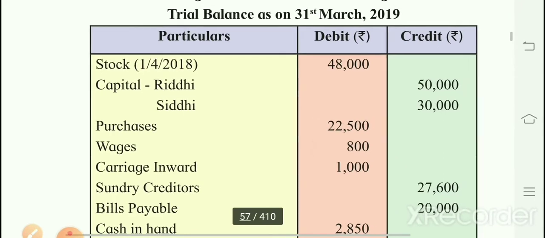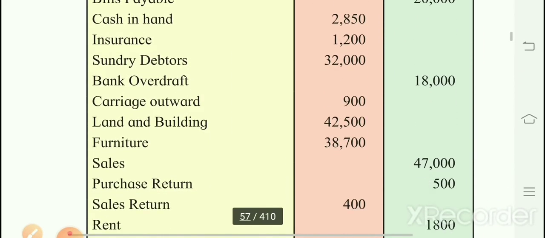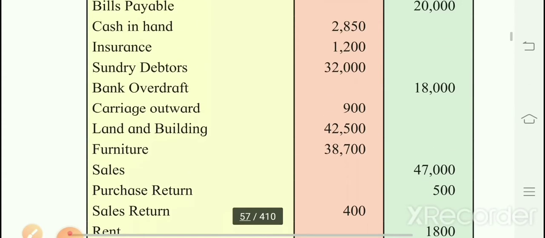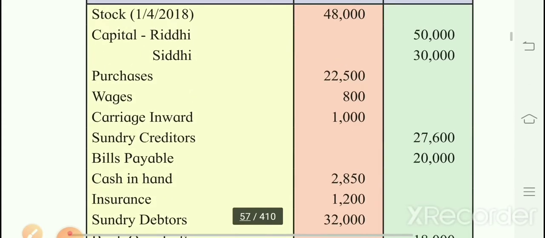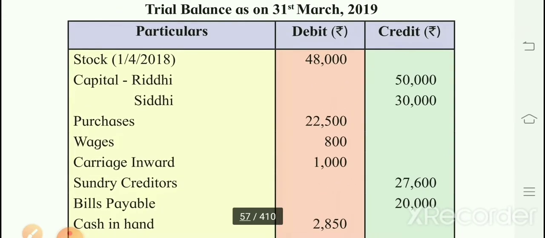Have a look at this trial balance. Here, only capital balances of partners are given to us. There is no current balance. It means this problem is based on the fluctuating capital method. As per this method, the amount of capital changes every year. So, let us start to post the items to our final accounts.